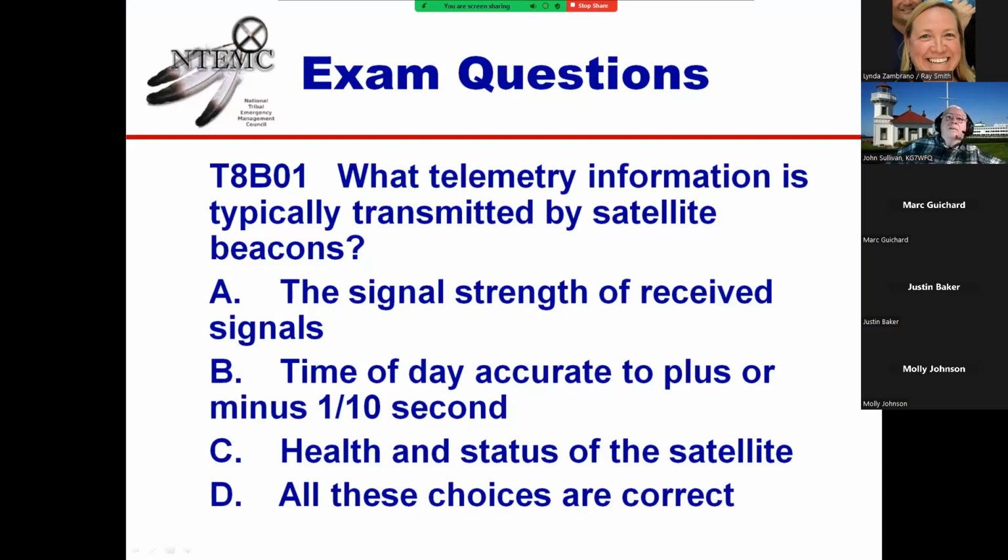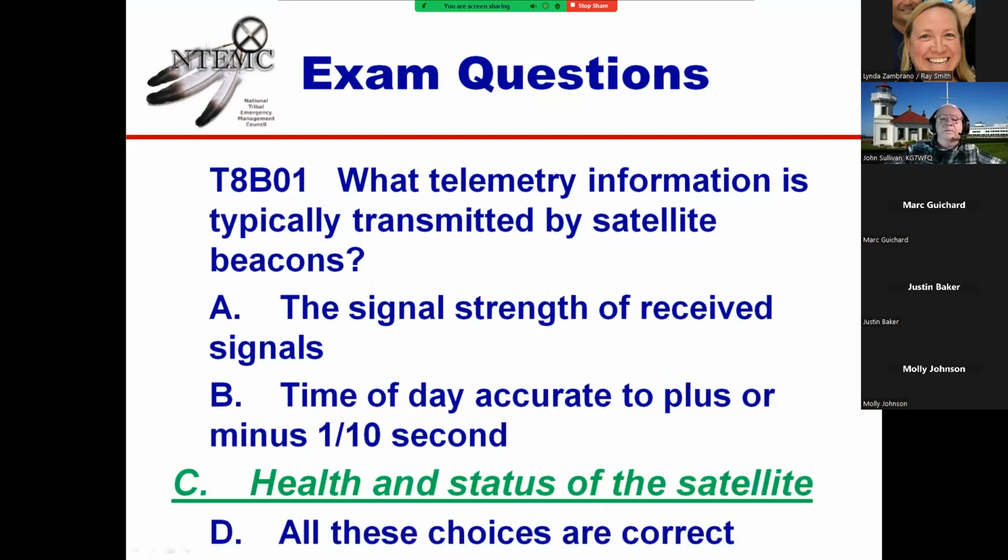What telemetry information is typically transmitted by satellite beacons? The signal strength of the received signal, we never mentioned that. Time of day, accurate to plus or minus 1/10 of a second, where that came from. The health and status of the satellite. Remember, that was the first thing we talked about, health and status of the satellite. So that's the correct answer.